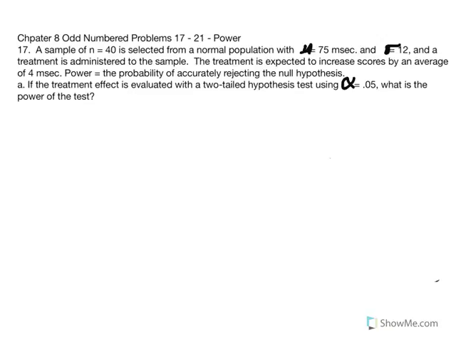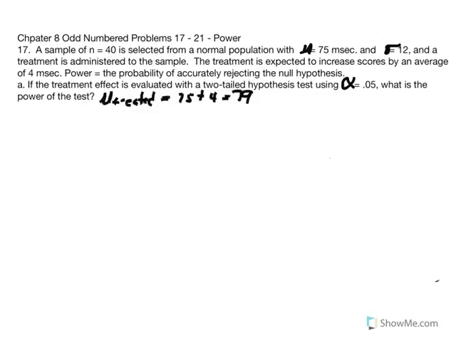So a couple of things we need to begin with: the untreated population mean is equal to 75. And we expect the treatment to increase that by 4. So essentially what we're saying is the expected treated mu would equal 75 plus 4 points, which gives us 79. So that's the expected treated population mean.